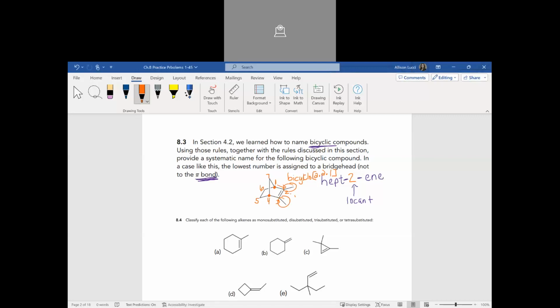So let's write it all out here. We have a 2,3-dimethyl. And then we just cram this all together by cyclo, and then we list the bridge heads starting with the longest bridge, so 2.2.1, hept for our parent, 2 for the locant of the double bond, and then we end with the ending ene because it is an alkene.